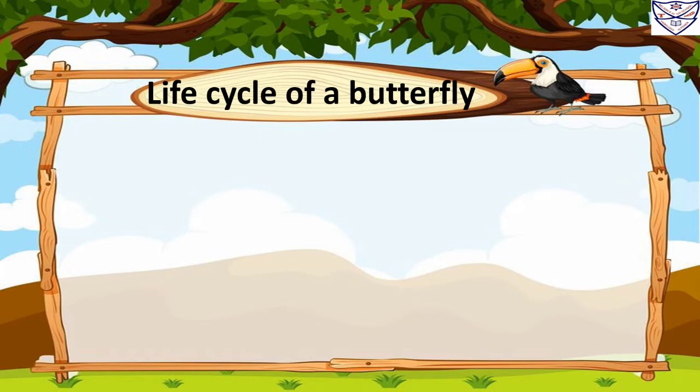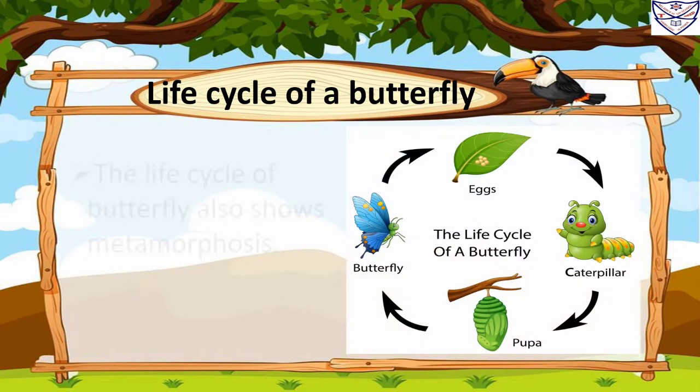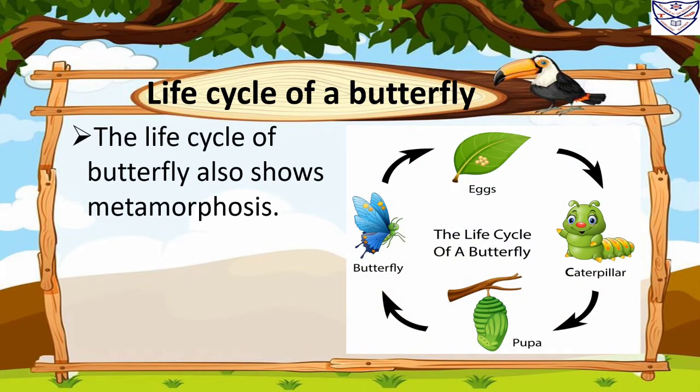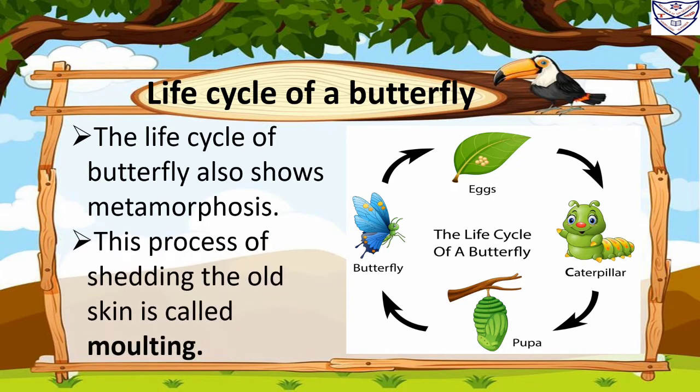Let's discuss the life cycle of a butterfly. The life cycle of a butterfly also shows metamorphosis. The caterpillar comes out from the egg and looks very different from a fully grown butterfly. This process of shedding of old skin is called molting.